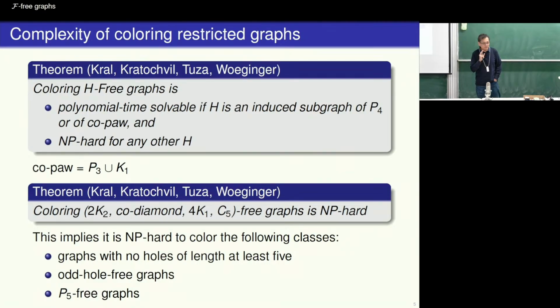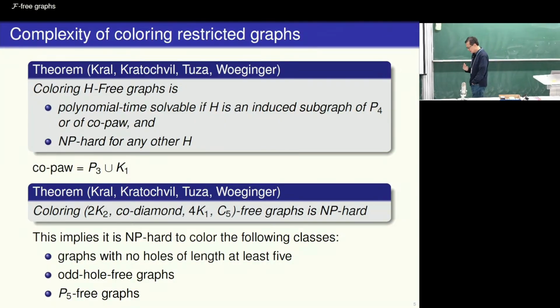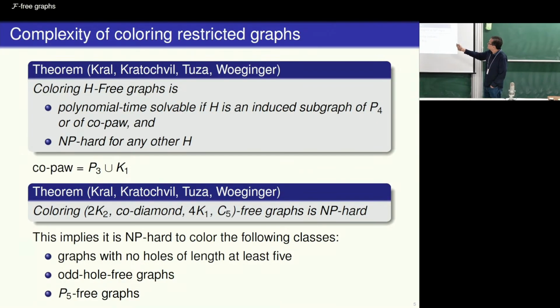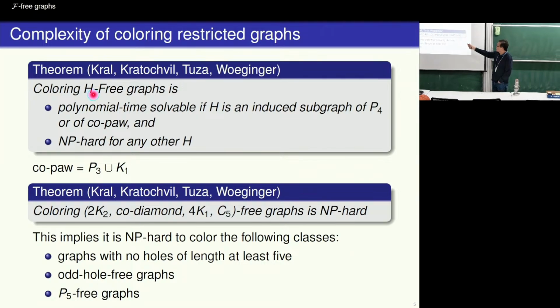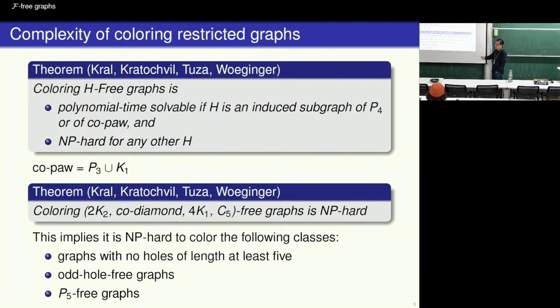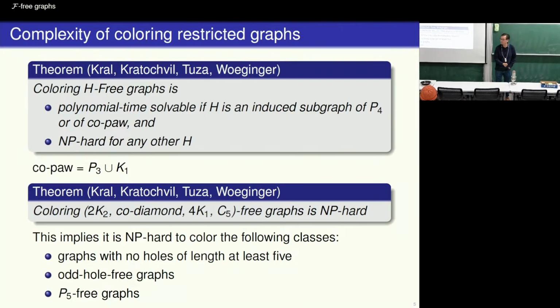There is a very important theorem in this idea of coloring by forbidden induced subgraph, which is a theorem of these four authors. Say you have a graph H, and you want to forbid it in your graph. So you forbid H in your class of graph, and you want to know whether you can color the graph in polynomial time or not.